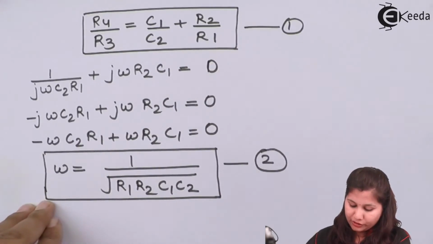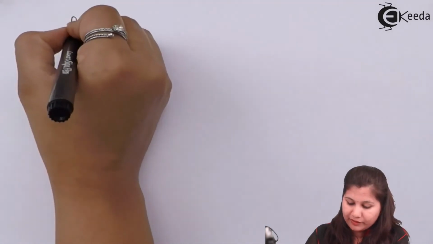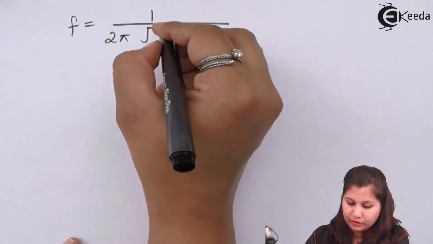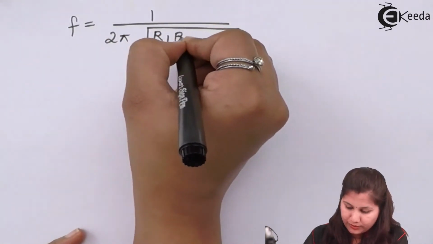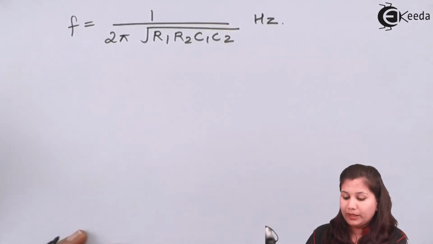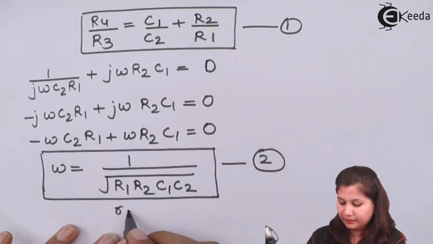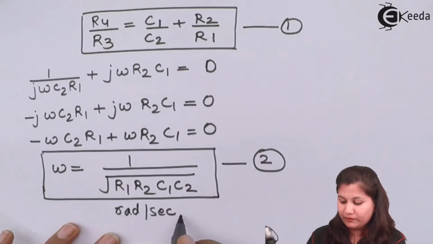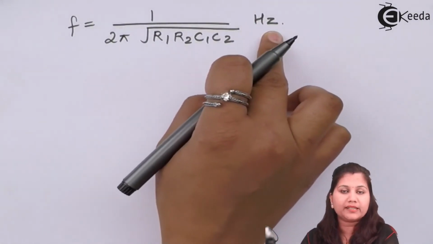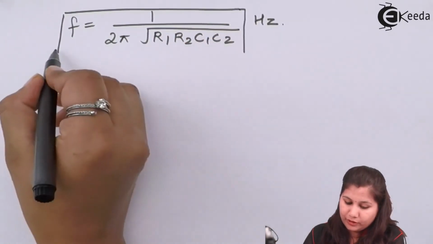So if we want to measure the frequency F, then F equals 1 upon 2 pi under root of R1, R2, C1, C2 hertz. When we are measuring the angular frequency, then our unit is radians per second. And when we are measuring the frequency, then its unit is hertz. So we can measure the frequency also from this angular frequency.